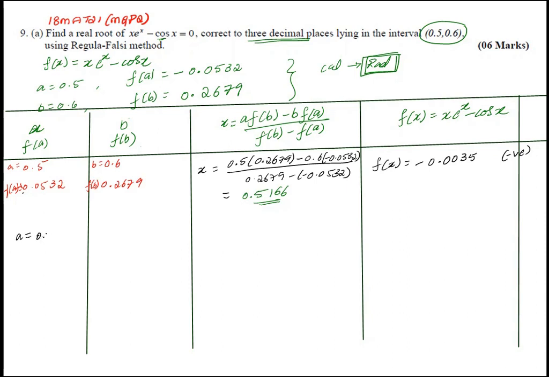New a is 0.5166. I mean to say that your root lies in the new x value, that is a now, and the b value remains the same, 0.6 only. So b is 0.6, and f of a we just calculated as f of x, that is negative 0.0035, and f of b is 0.2679.